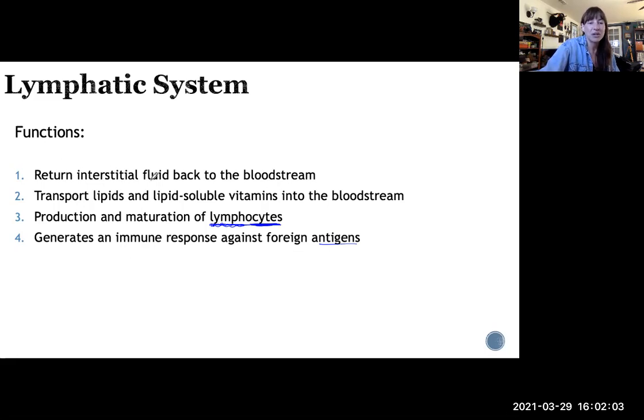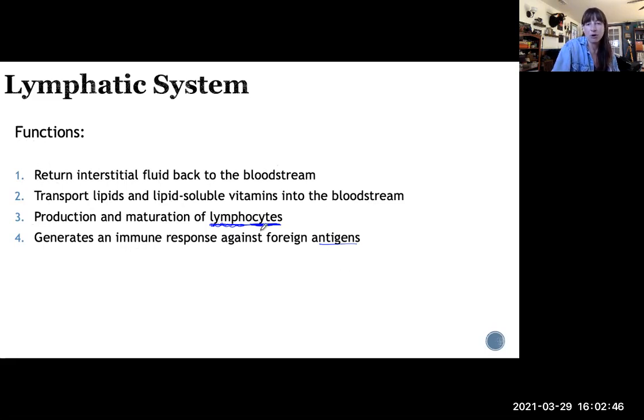So that interstitial fluid gets returned to the bloodstream via the lymphatic system, and you are transporting lipids and lipid-soluble vitamins into the bloodstream via the lymphatic system. So these are the four functions of the lymphatic system: to return your extracellular or interstitial fluid back into the bloodstream, transporting lipids and lipid-soluble vitamins into the bloodstream, producing and acting as a site of maturation for your immune cells, and generating or giving a place for an immune response to occur.